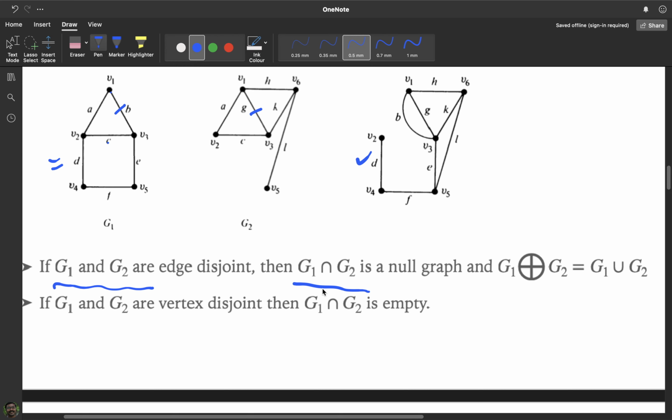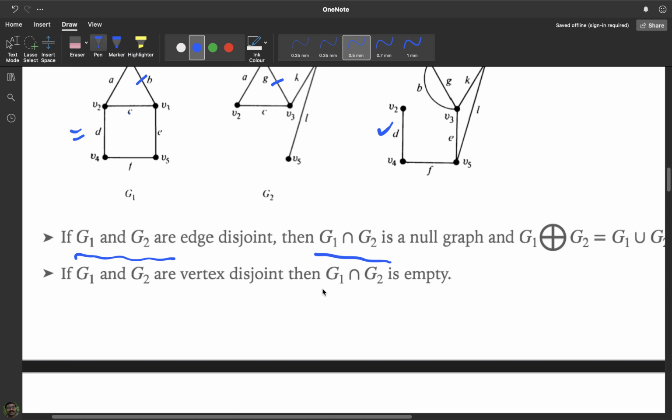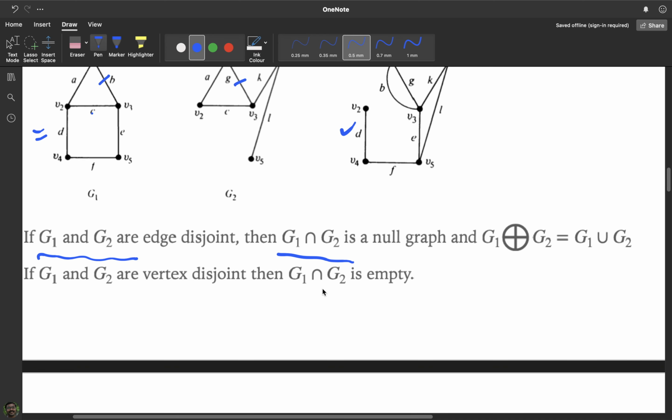And similarly, your G1 ring sum G2 will be actually G1 union G2 itself, because there are no edges which are present in both G1 and G2. So when you take G1 ring sum G2, it will be the same as G1 union G2, because the vertex sets would be the same, and also the edge set will contain all the edges of G1 and G2, because none of the edges are lying in both the graphs. So in such a case, G1 ring sum G2 will be equal to simply G1 union G2, because no edges are lying in both the graphs.